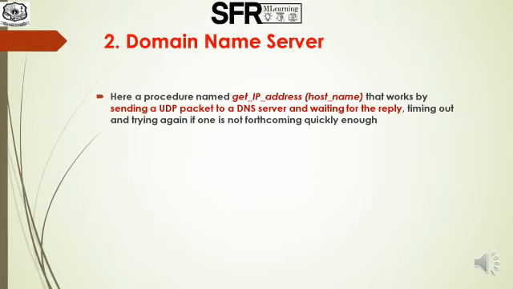Next one is domain name server. In this application, we can use a UDP packet to know the IP address or the host name by sending a UDP packet to a DNS server and waiting for the reply. So just like that, to know the IP address or host name, we can use the UDP packet in the domain name server applications.